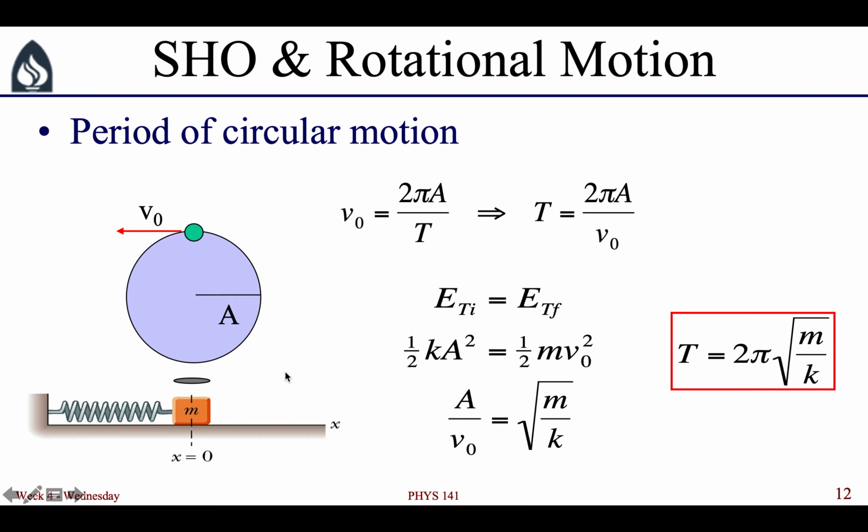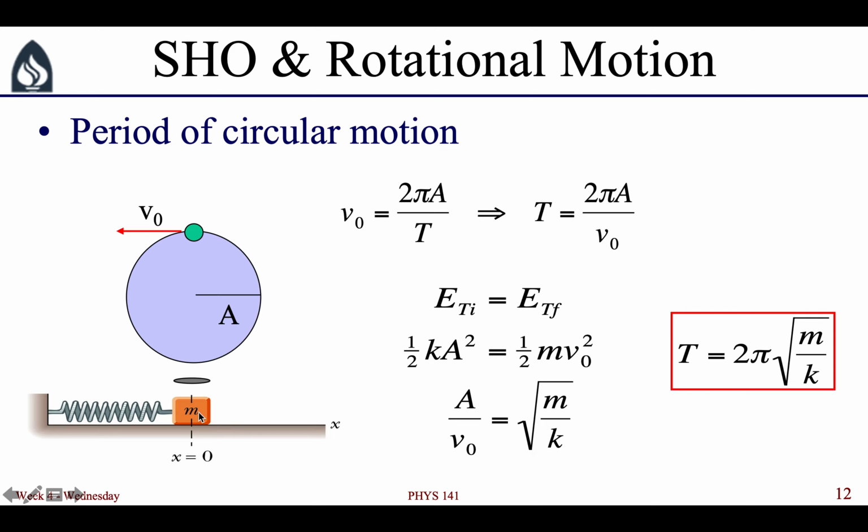So if we think about the ball going around the circle, the tangential velocity, which is the velocity of the ball moving around the circle, is equal to the distance that the ball travels in one complete orbit, which would be 2 pi times the radius of that circle, A, divided by the amount of time it takes to go around once, or the period of that motion. If we solve this equation for the period by rearranging it, we see that the period would be 2 pi A over the speed going around the circle.